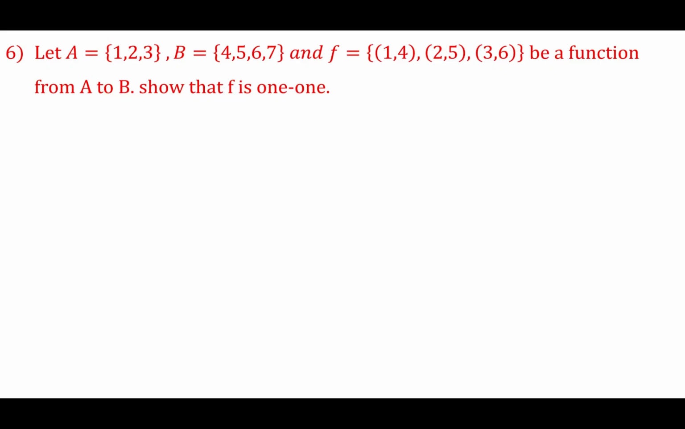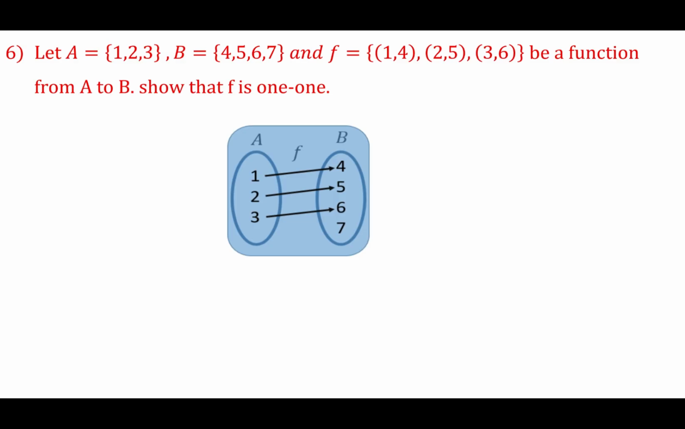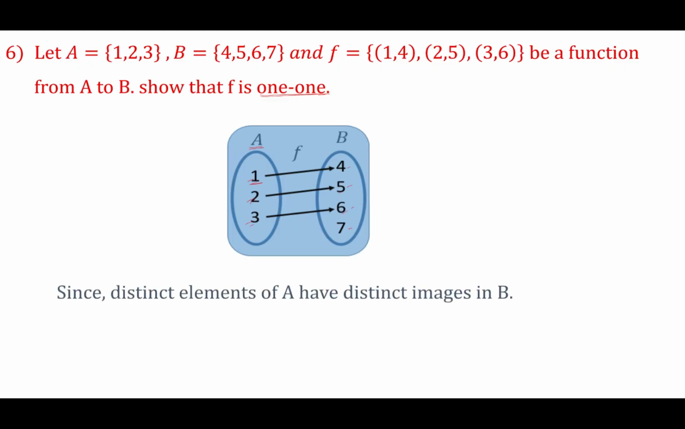Just draw a diagram. Set A has 3 elements, 1, 2, 3, and set B has 4 elements, 4, 5, 6, 7. To check the one-one condition, we just need to check the elements of set A. Each element has a unique and distinct image in the codomain. Check: 1 has 4, 2 has 5, and 3 has 6. So the given function is one-one.